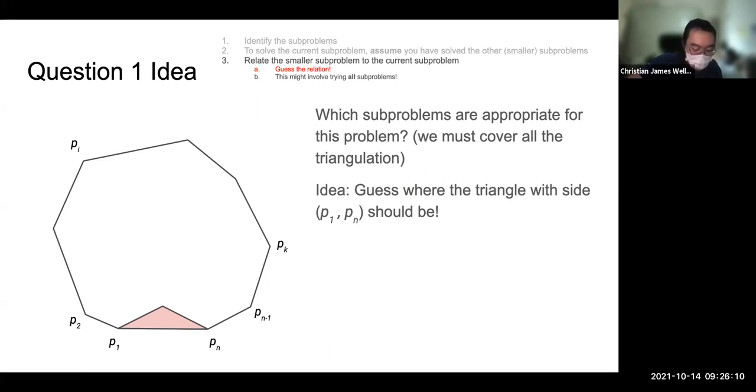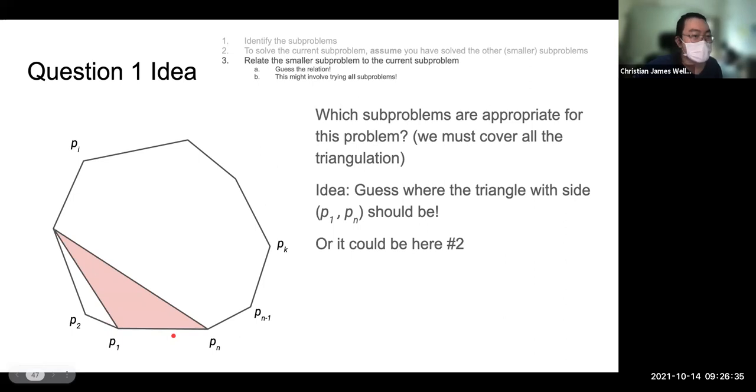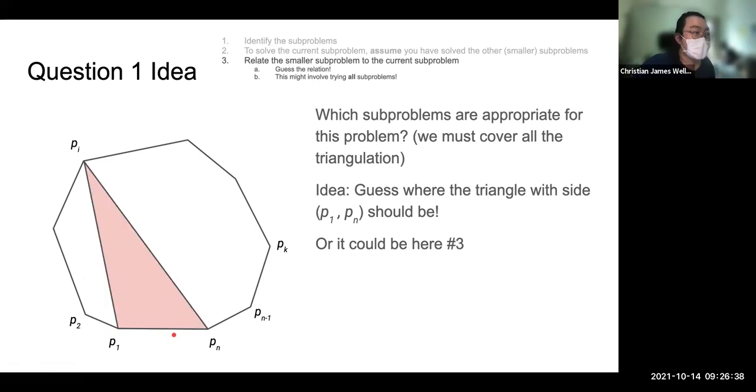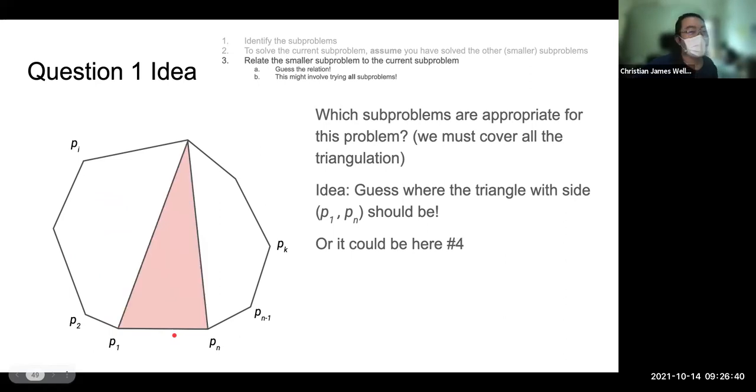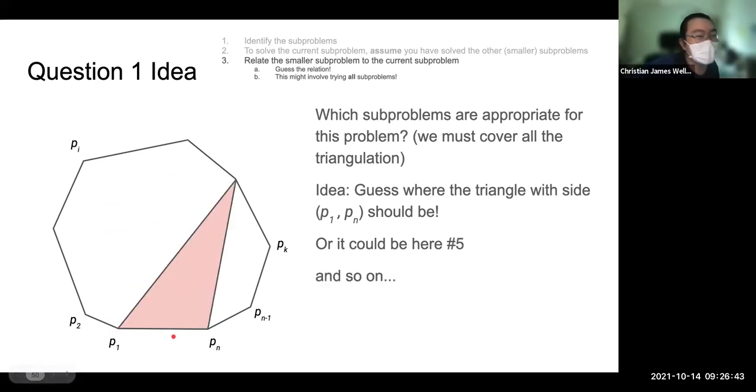Like maybe this triangle must have happened, right? Based on the edge, based on this side, P1 to Pn. One of these things must have happened, so try to guess where it should be. Because if you have this side, P1 to Pn, it could be here, right? A possible triangle is that it forms this triangle, or this triangle, or this triangle, or this triangle, and so on. So there are multiple triangles, right?